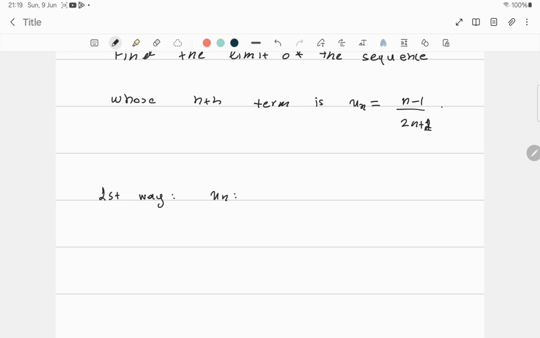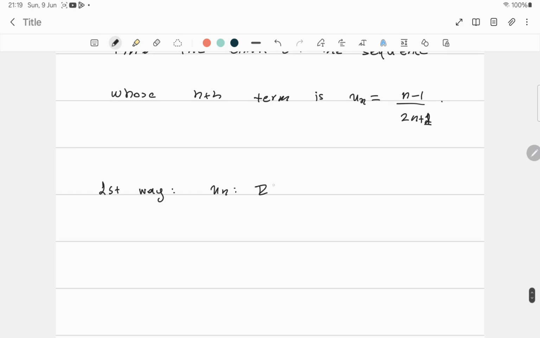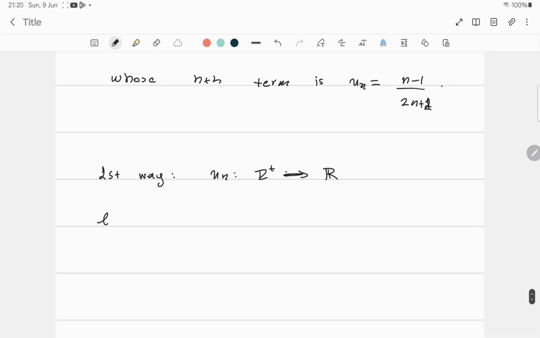The first way: we give positive integer values to n, we plug them in for n, and what we get back is real numbers. So let's take the limit of u_n as n grows to infinity, as n grows sufficiently large. n minus 1 is the numerator and the denominator is 2n plus 1.